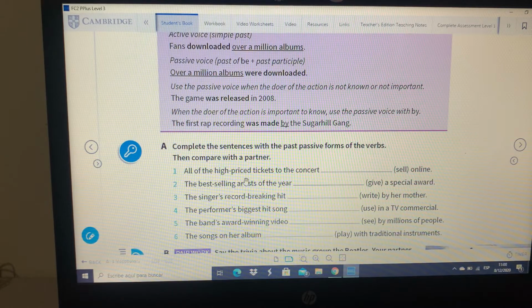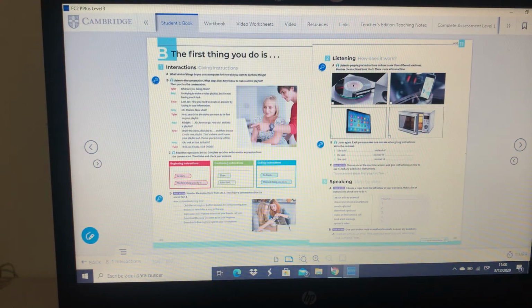Well, let's see. What you have to take into account is that you need to analyze if the noun of the sentence is singular or not. If it is singular, you use "was." If it is plural, you use "were." In this case, tickets is plural, so you have to use "were sold." In this case, artists is plural. In this other case, it is singular because singer is singular, so you have to use "was," and so on. Let's continue. Next part.